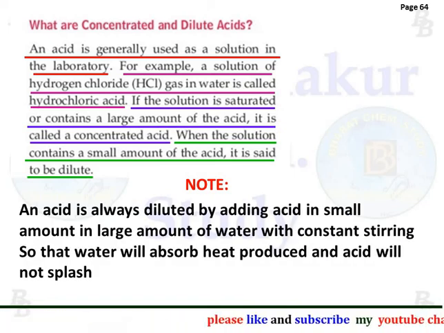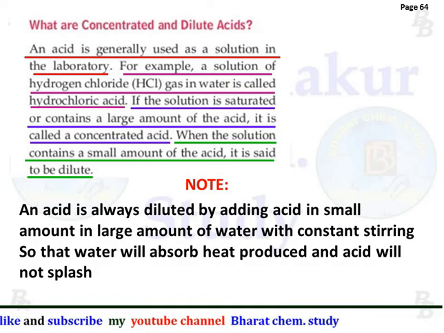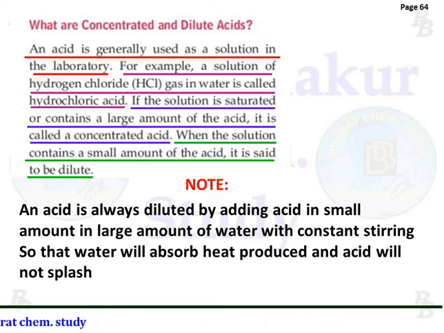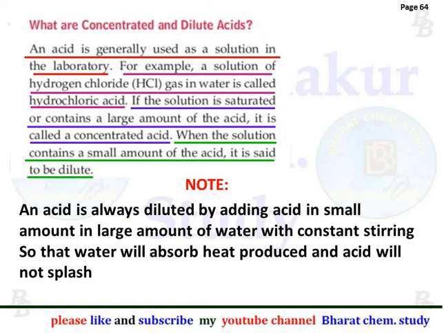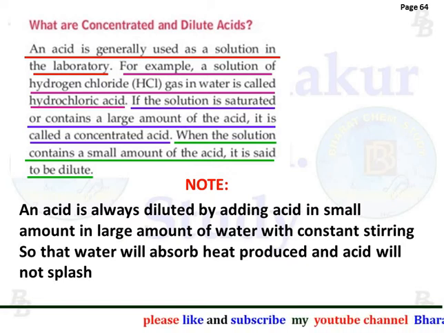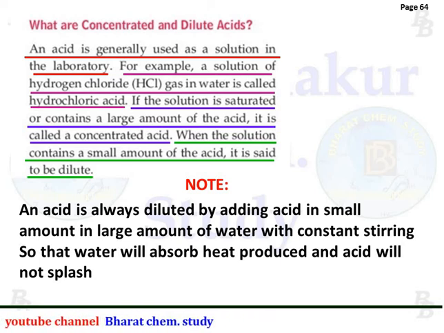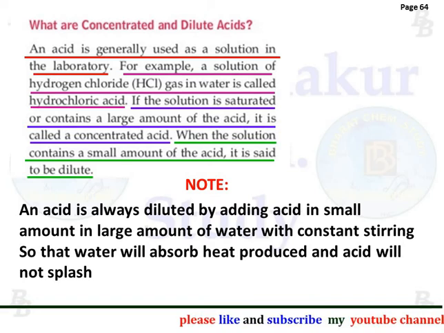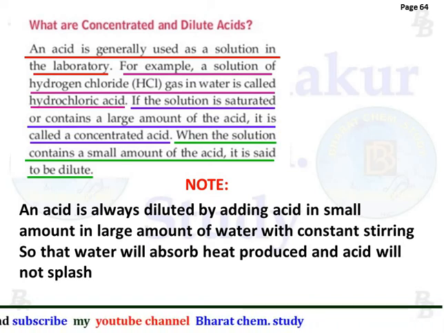Remember these points, students. We always add acid to water, and that acid must be added in small proportion and with constant stirring. As a result, what will happen? The reaction of acid and water is exothermic. That means a large amount of heat is produced. But when we are adding a small amount of acid to a large amount of water with stirring, the water will absorb the heat, as a result of which the acid will not splash on us. So an acid is always diluted by adding a small amount of acid to a large amount of water.